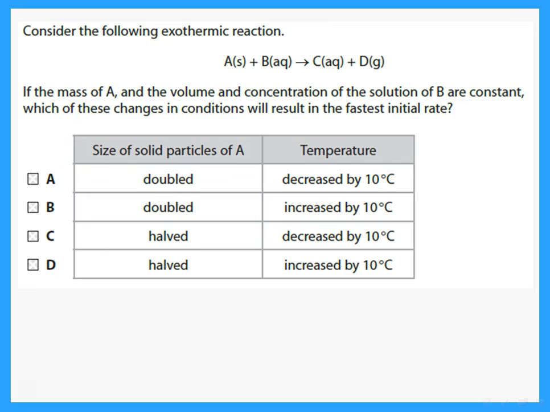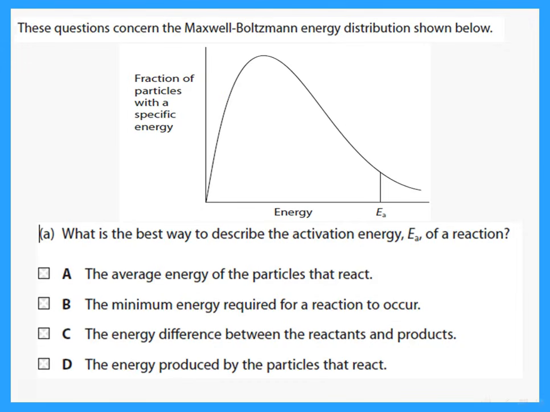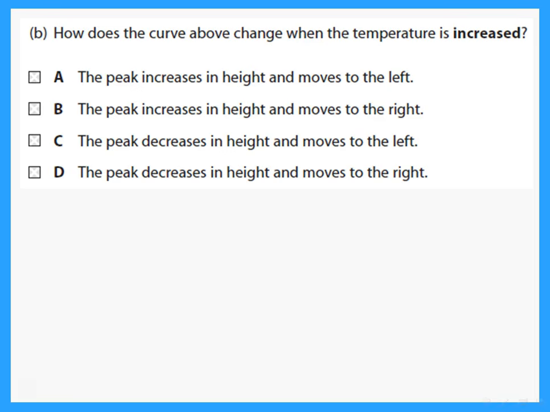What happens to the temperature? Well, it should be increased. Higher temperature would increase the rate. These questions concern Maxwell-Boltzmann distribution. What is the best way to describe the activation energy of a reaction? Remember, if we say what is meant by activation energy, it is the minimum energy required for a reaction to occur. How does the curve above change when the temperature is increased? Again, when we increase temperature, what happens to the curve? The peak decreases and the curve moves to the right.